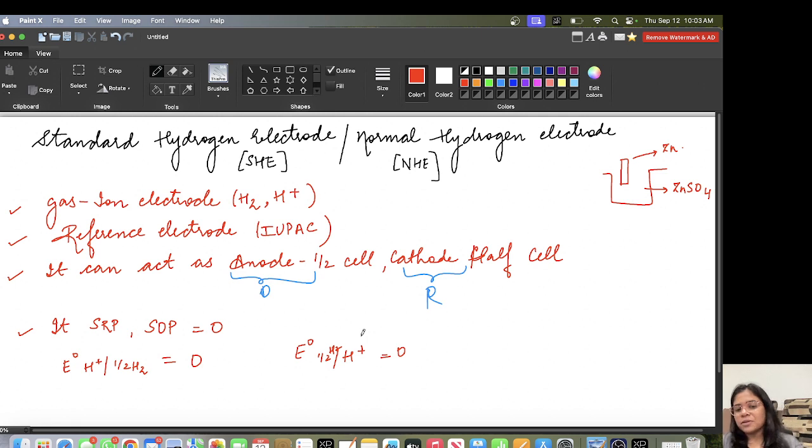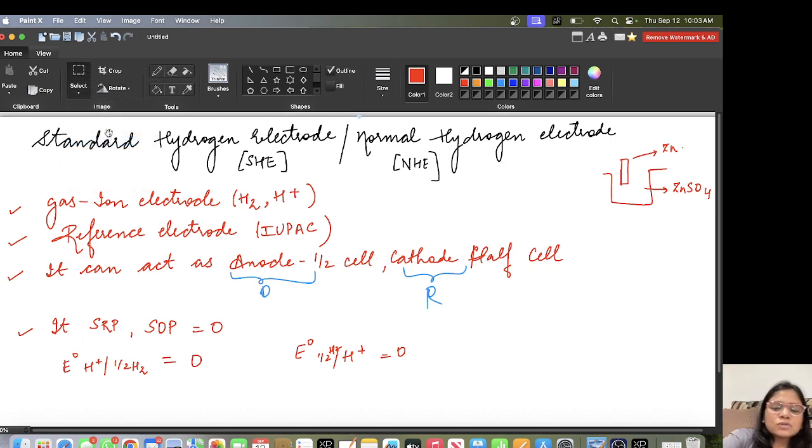Now, how does this happen? Why is there a half H2 and H plus? We'll understand it by the reactions only. So, this is your standard hydrogen electrode, also called the normal hydrogen electrode. It acts as a reference electrode and both its standard reduction potential and standard oxidation potential are equal to 0.